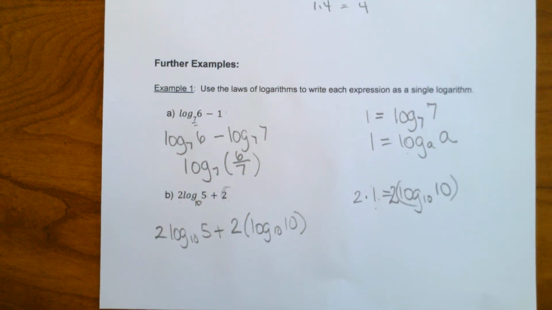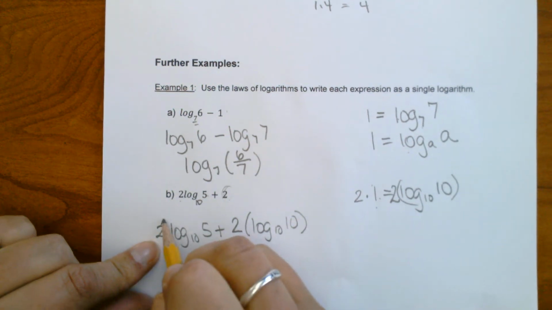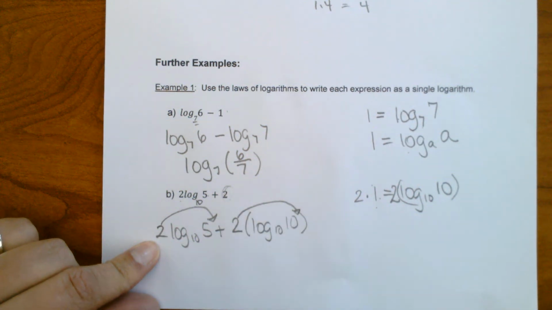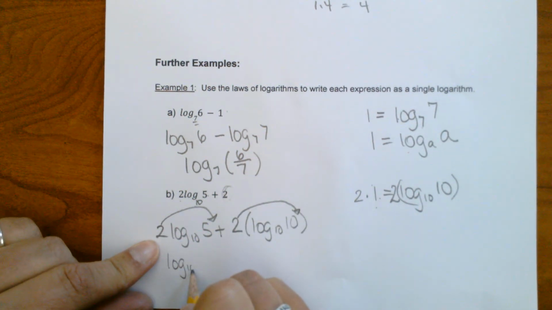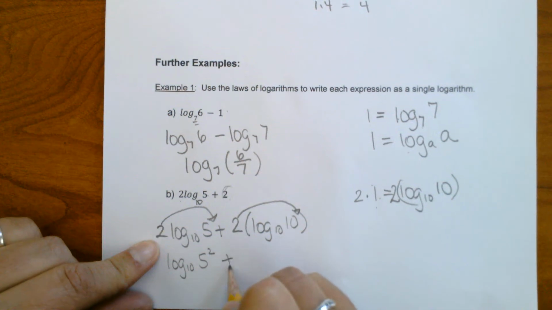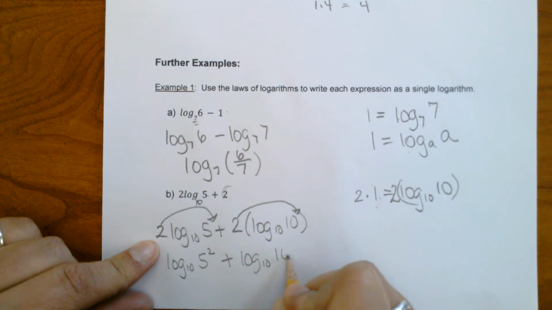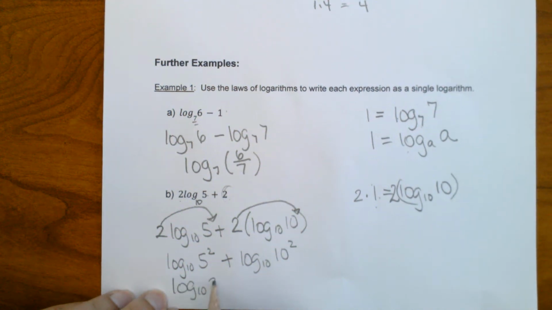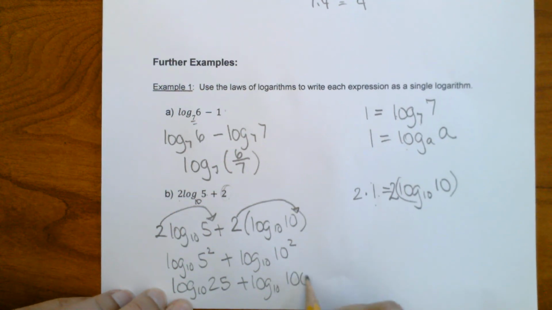Okay, let's take care of our exponents. So this is where using these laws comes in handy. These powers are going to go up there. So this is going to be log base 10 of 5 squared plus log base 10 of 10 squared. Can we do them out? Let's do them out. Log base 10 of 25 plus log base 10 of 100.